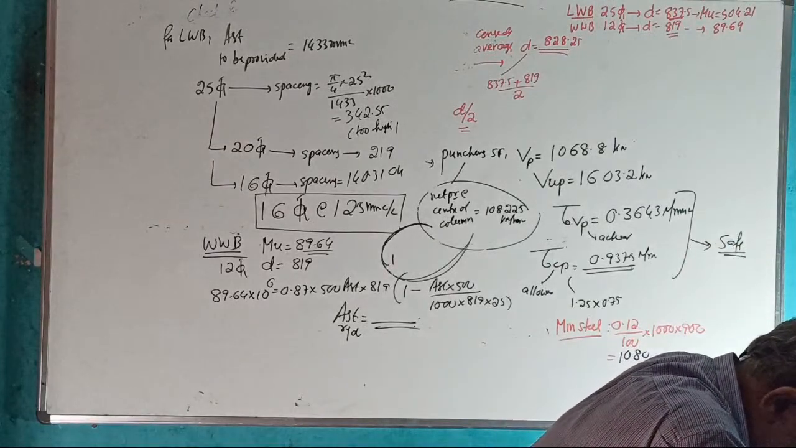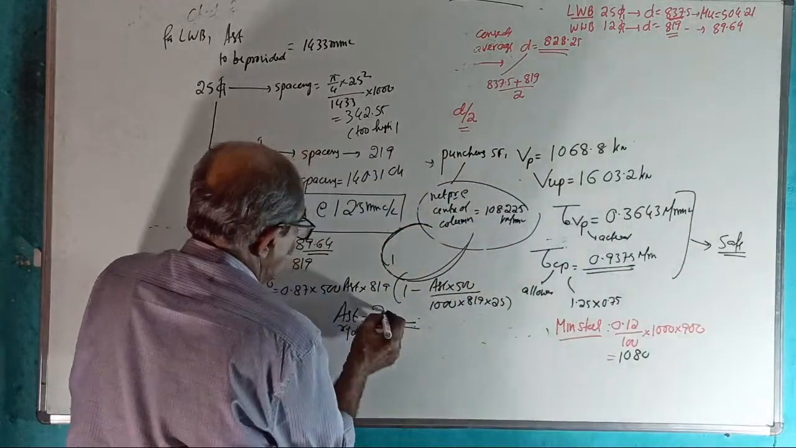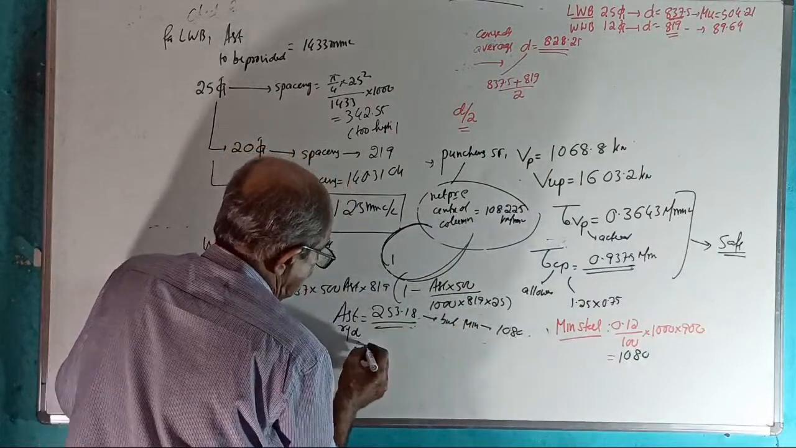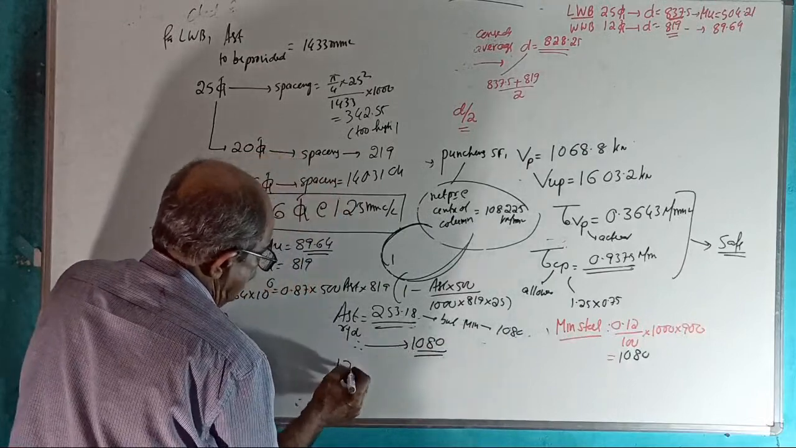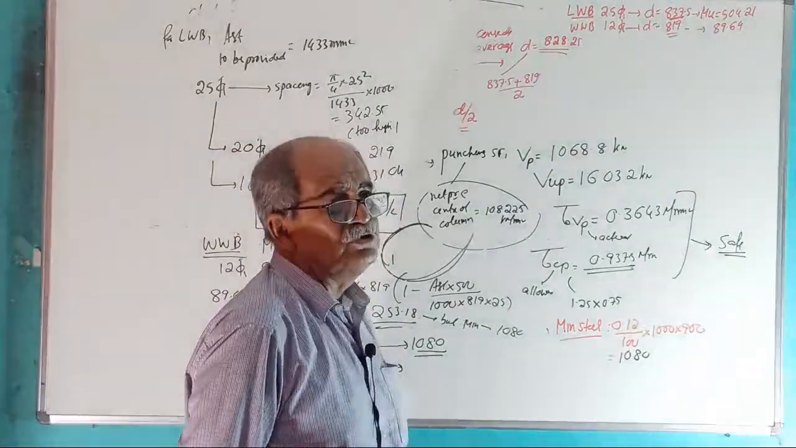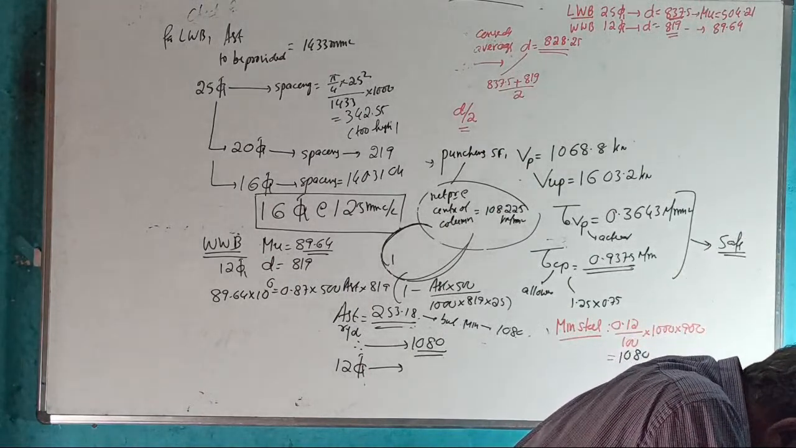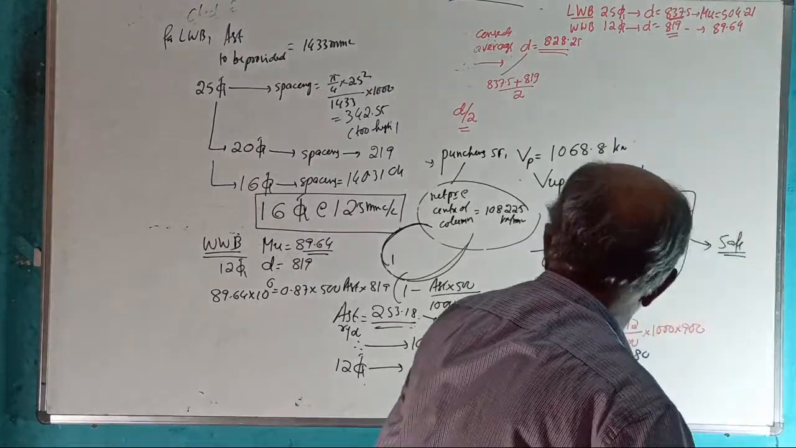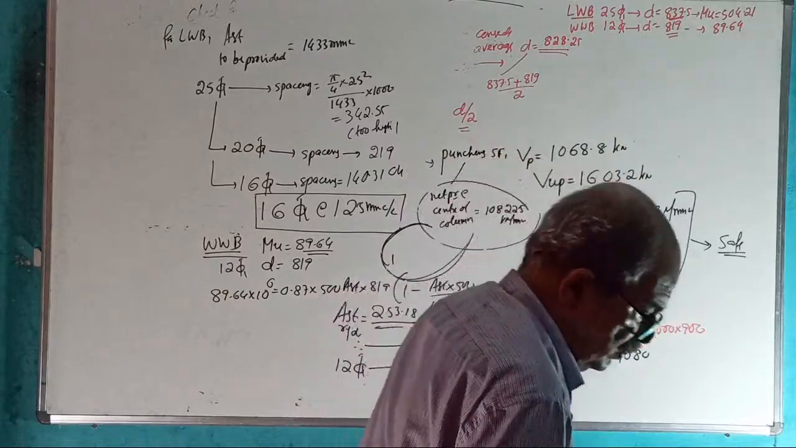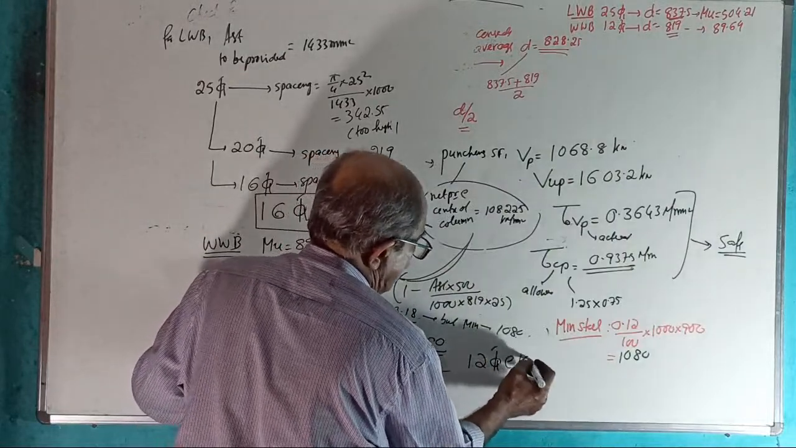How much AST required? Now I will wind up this question. Further you can do it. 253.18. But minimum is 1080. Therefore, you have to provide 1080. So, tell me, what is the 12 torr spacing for 1080? Pi by 4 into 12 square divided by 1080 into 1000. Answer. It comes 104.72. Therefore, provide 12 torr at 100 millimeter center to center.